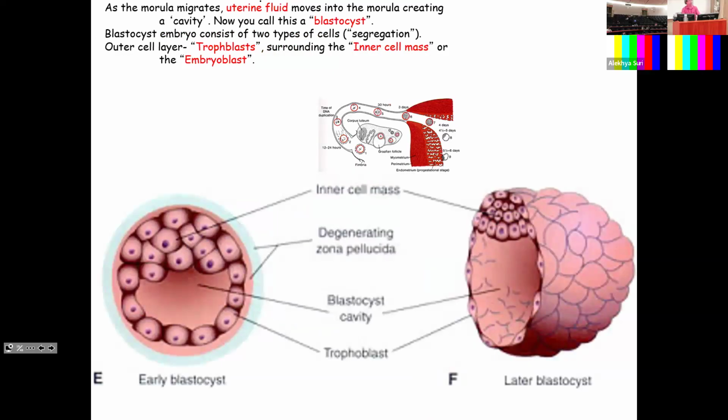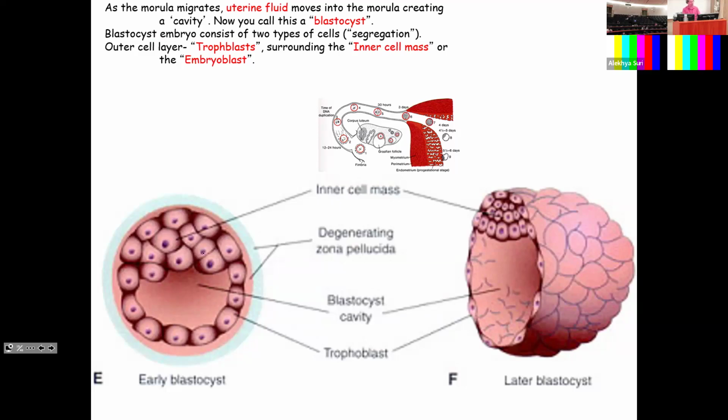So as the morula migrates through the uterine tube, uterine fluid moves into the morula, creating a cavity. So the cavity that we see in the blastocyst here, the next stage, is made mainly by uterine fluid. Okay, so there is a role of the uterus, of the uterine horn here. Okay, this is a blastocyst. Once the fluid comes in, this is the blastocyst cavity.